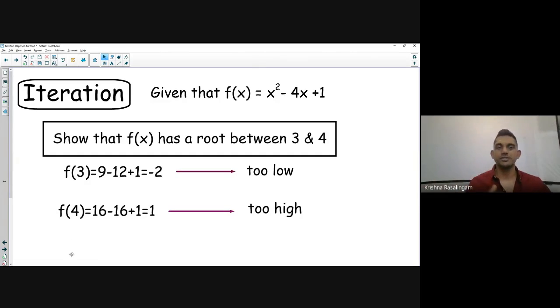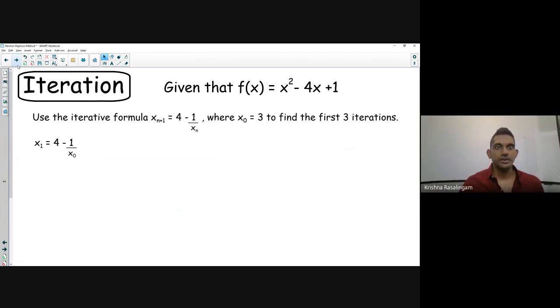So on sub 3 in, I get minus 2. On sub 4 in, I get 1. So the solution must be between 3 and 4. This is standard for iteration. Then this is the recurrence relation and using an iterative formula. So we've got part A and B done. So this is the final part.